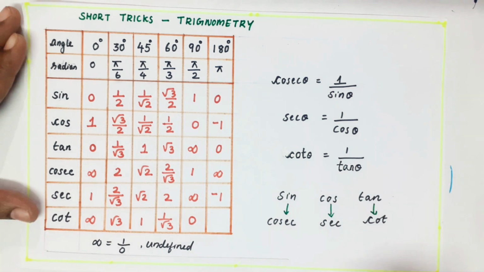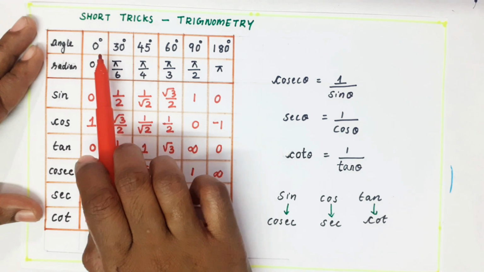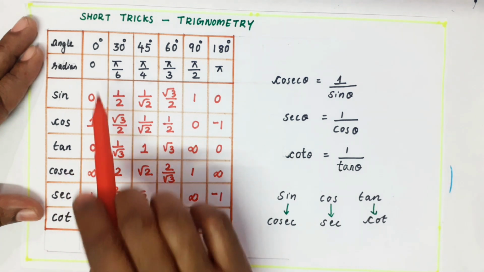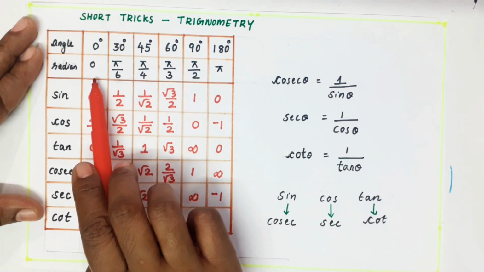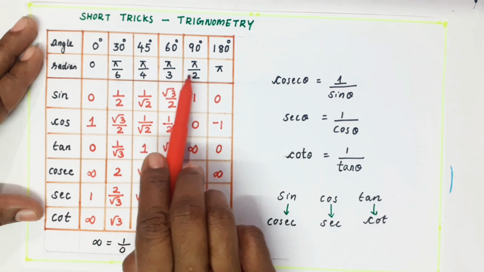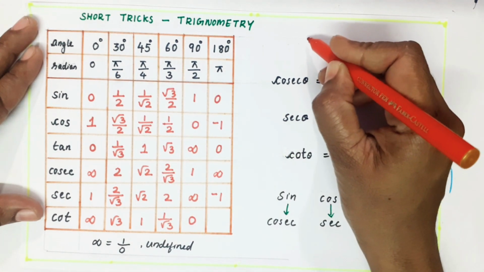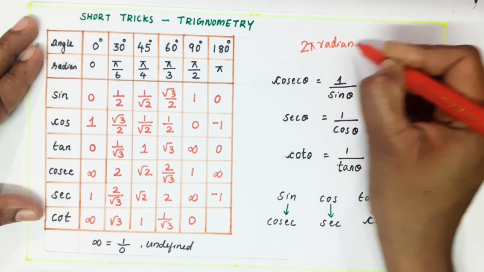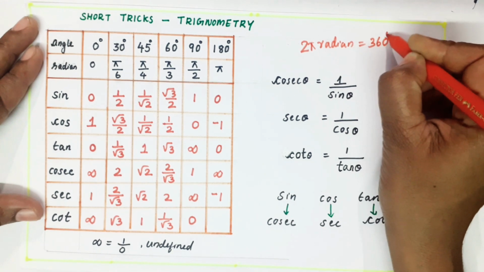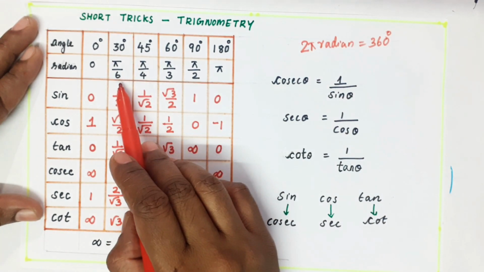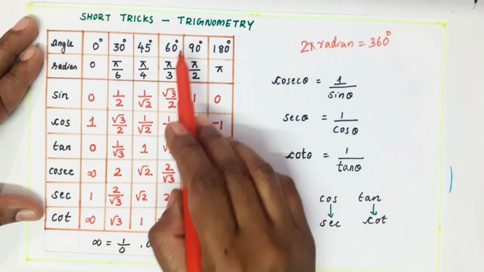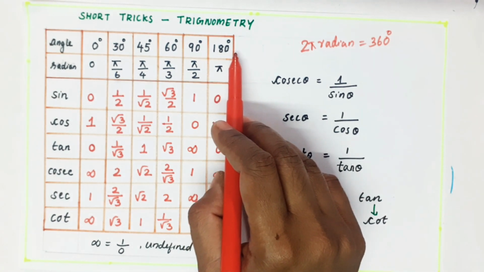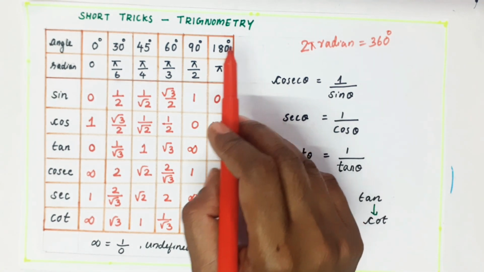So see here, I have written 6 angles: 0, 30, 45 degree, 60 degree, 90 degree, 180 degree. These I expressed in terms of radian: 0, pi by 6, pi by 4, pi by 3, pi by 2, pi. Why are we writing it like this? Because 2 pi radian is nothing but 360 degree. So 30 degree means pi by 6 radian, 45 degree pi by 4 radian, 60 degree pi by 3 radian, 90 degree pi by 2 radian, 180 degree that is pi radian.